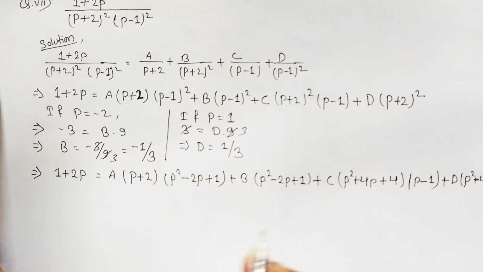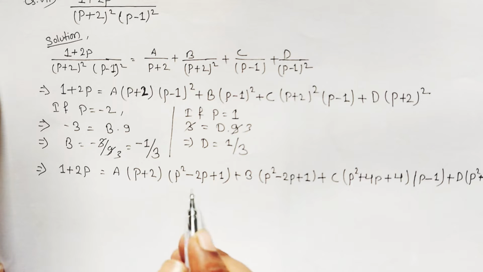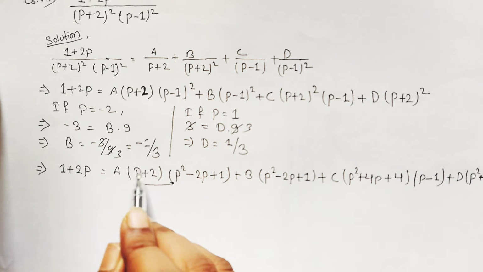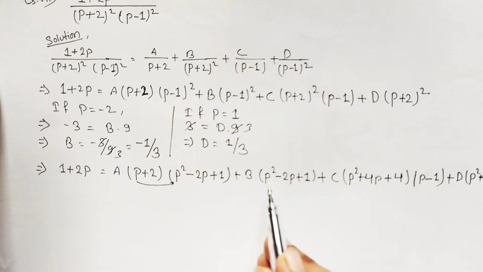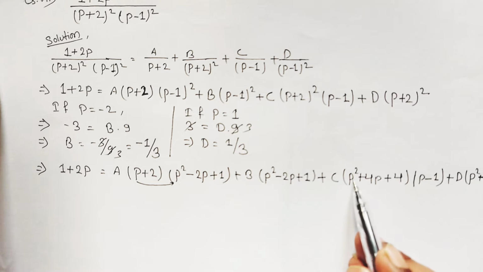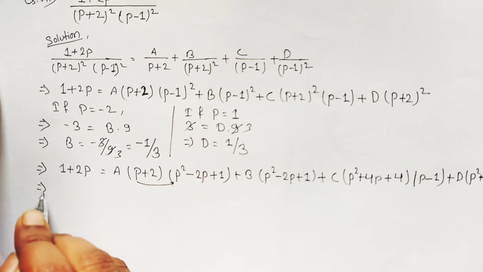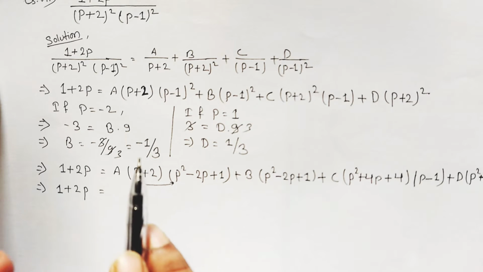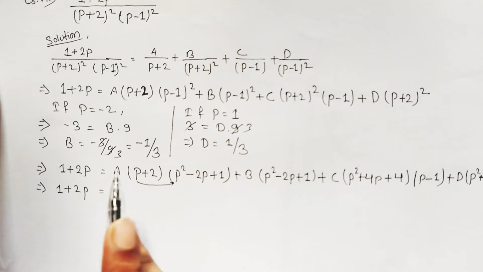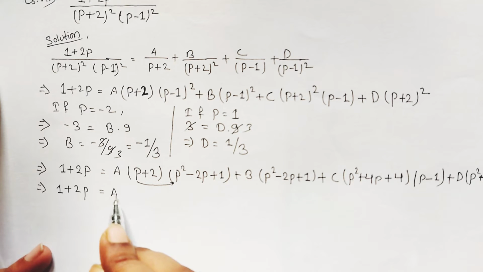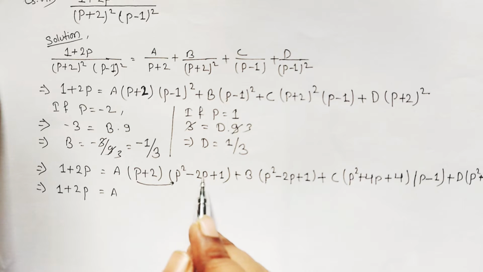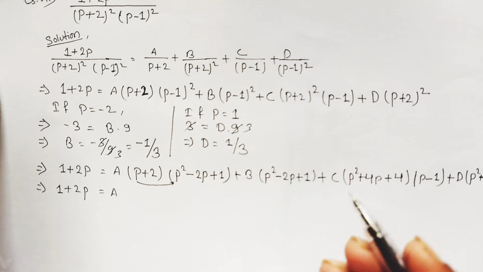Now what we will do is compare the coefficients. Suppose this p multiplies with this p, this will make p cubed, and we have p square. Let me solve step by step so that I can make this clearer. We have to do the algebraic multiplication. So A times (p plus 2) is going to multiply (p square minus 2p plus 1). Let me do some rough work.